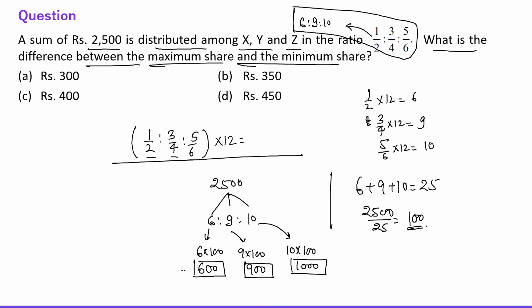600 is the least share, 1000 is the maximum share. What is the difference? So we need to find 1000 minus 600. This is the answer. The answer is 400. Alright, everyone, the answer is 400. Right? Now let's move to the next question.